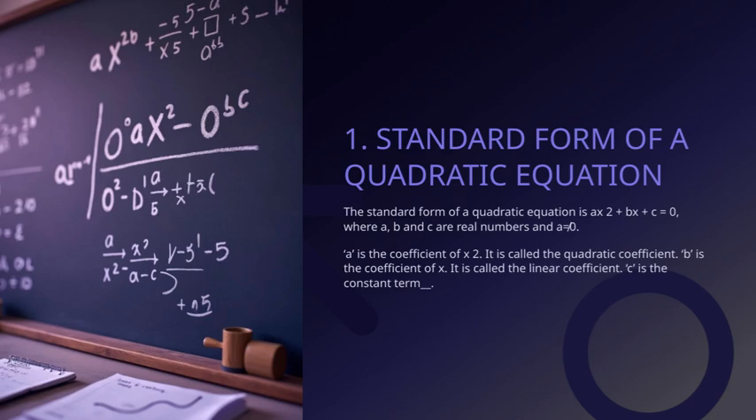Understanding this standard form is essential because it's the foundation for analyzing and solving quadratic equations. It helps us identify the coefficients quickly and prepares us for graphing or solving the equations efficiently. Remember, the key points are the roles of a, b, and c, and the fact that a can't be 0, ensuring we're dealing with a true quadratic.